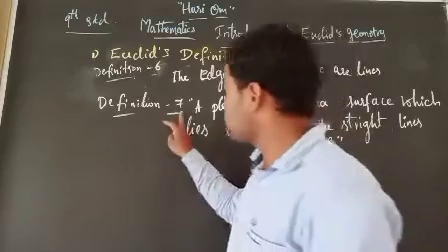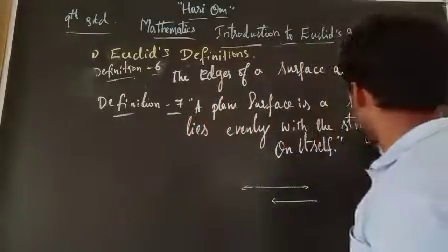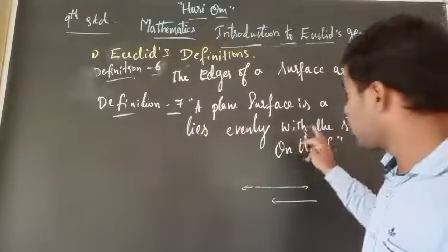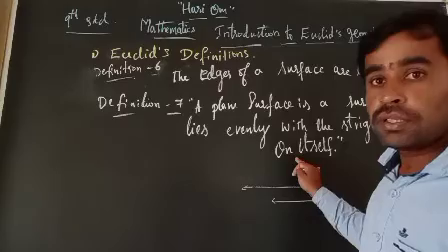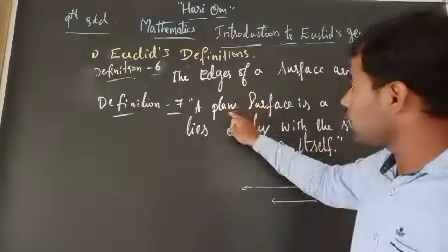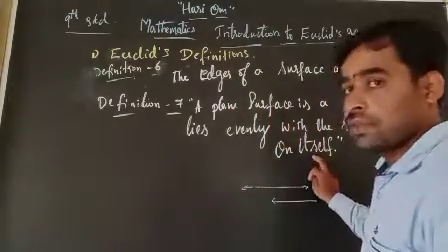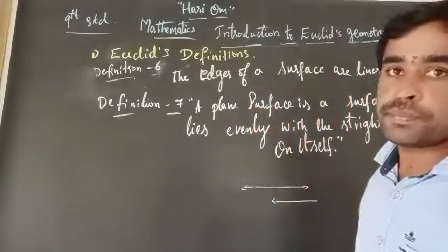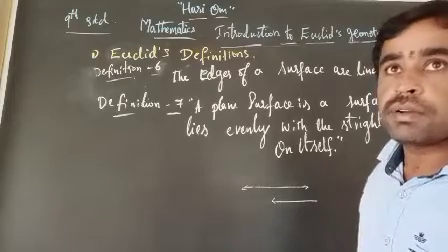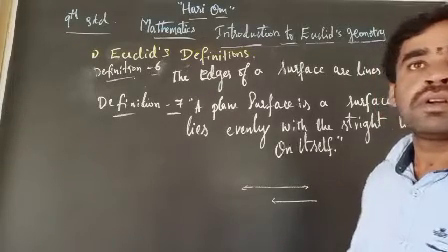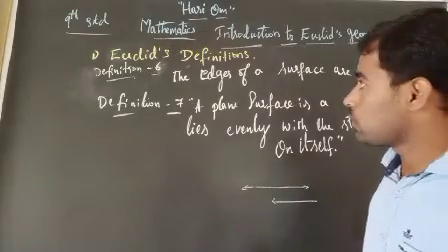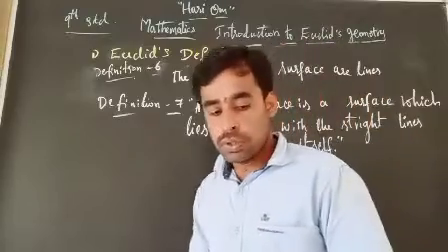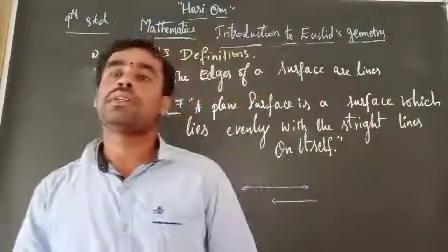So, definition 7 says that a plane surface is a surface which lies evenly with the straight lines on itself. So, we can draw straight lines on it. Is it clear? When it is a plane surface, we can draw straight lines. When it is not a plane surface, we can't draw straight lines on the surface. So, this is one of the concepts, the definitions of Euclid's geometry.